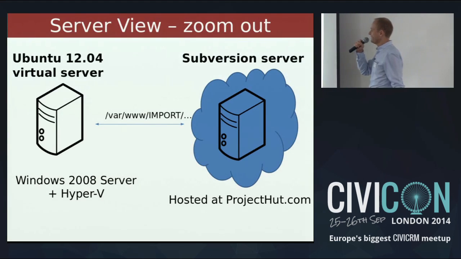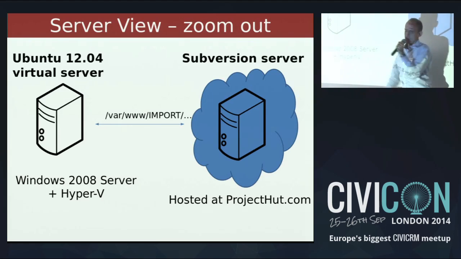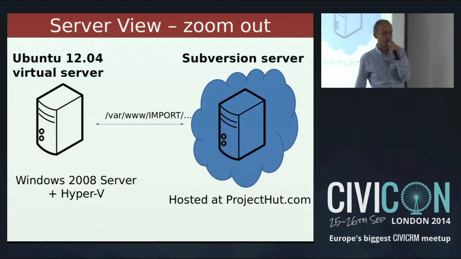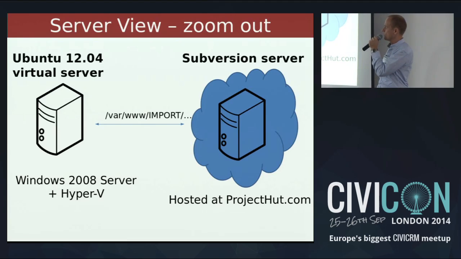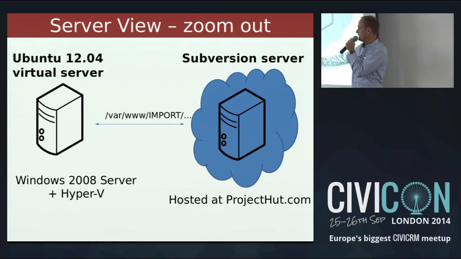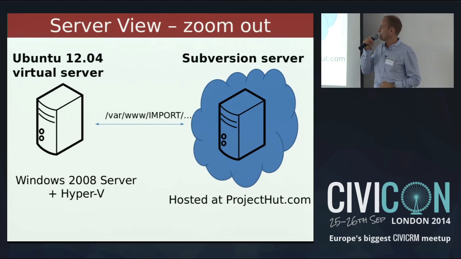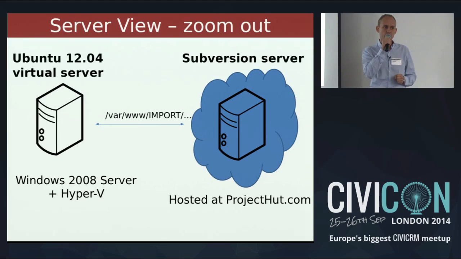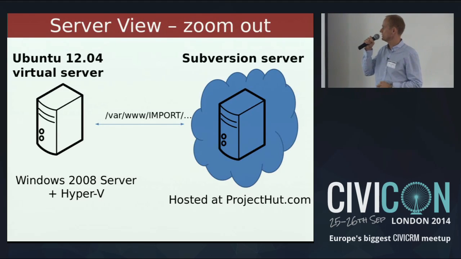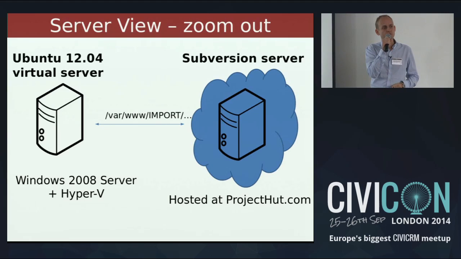If you zoom out, you have here our server, which was an Ubuntu 12.04, but it was a virtual server running on a Windows 2008 server inside Hyper-V. The advantage of having a virtual server is that you can take a snapshot of your virtual server, which is actually a copy of the server, and then put that copy back again live or destroy it and have a new version. And that was very convenient because we could mess with the system and then get back again to a fresh and clean install.